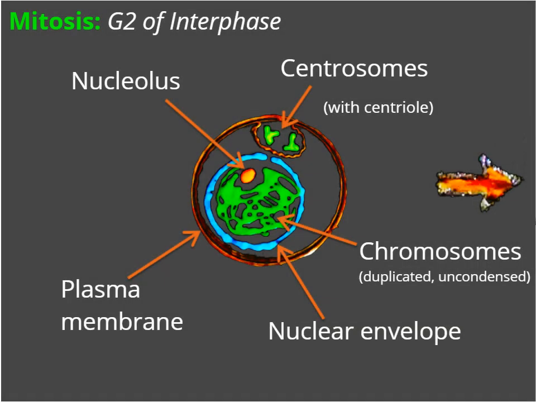G2 of interphase. Key features. A nuclear envelope encloses the nucleus, which contains one or more nucleoli. Two centrosomes have formed, by duplicating from their initial single form. Chromosomes, duplicated during the S phase, cannot be seen individually, as they have not yet condensed.